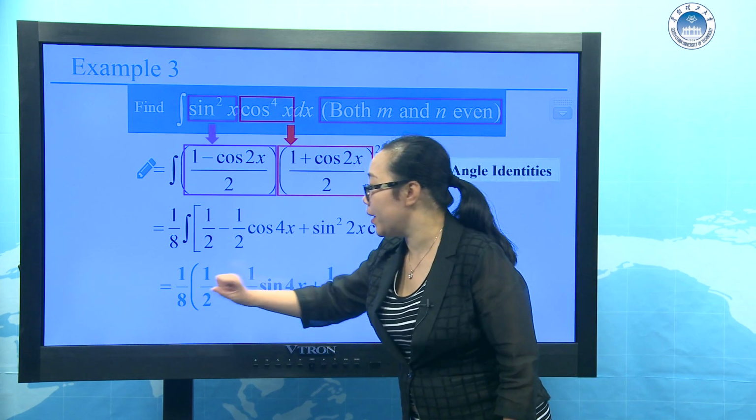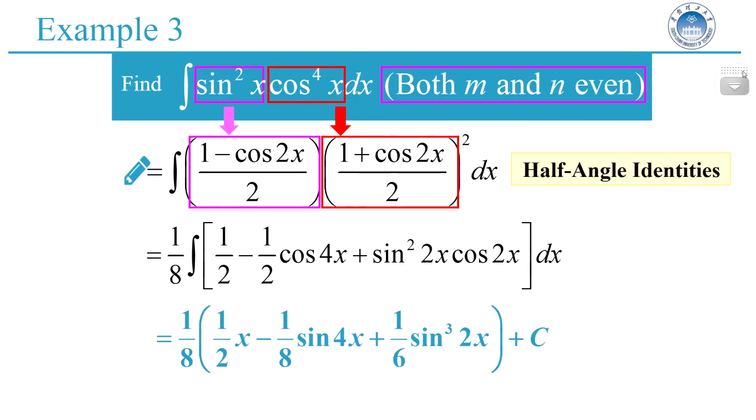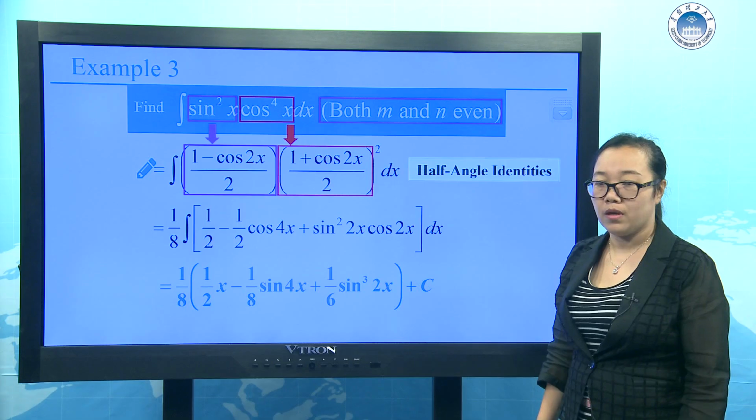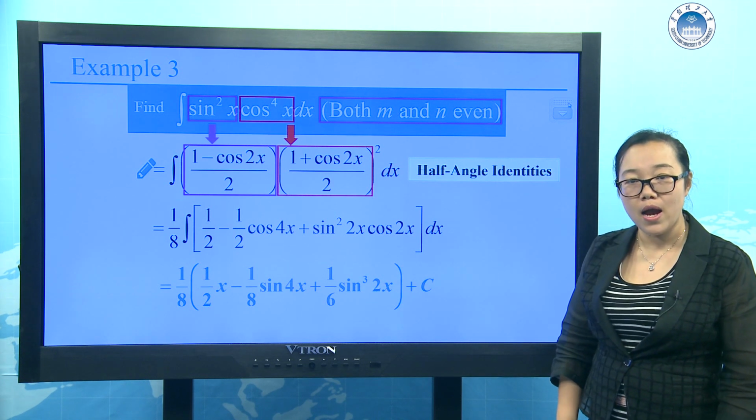1 over 8, copy. Half becomes half x. The second term, 1 over 4 together, 1 over 8 sin 4x, plus correspondingly we have 1 over 2, and here sin u squared gives 1 over 3 together. 1 over 2 times 1 over 3 means 1 over 8 times sin double x cubed. It is our original function plus c. C means any real number.